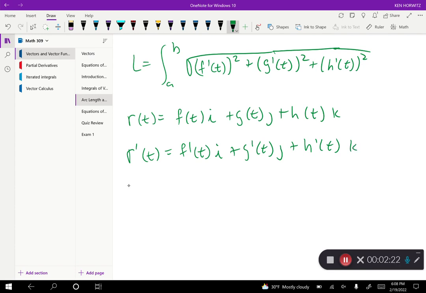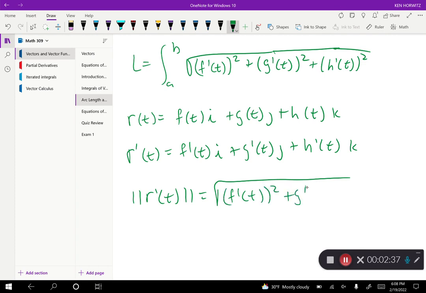So if we do the magnitude of r prime, right, we square them, add them, and square root them. So we have the square root of f prime of t squared plus g prime of t squared plus h prime of t squared. And if we look up here at our formula, it looks like we have the very same thing.